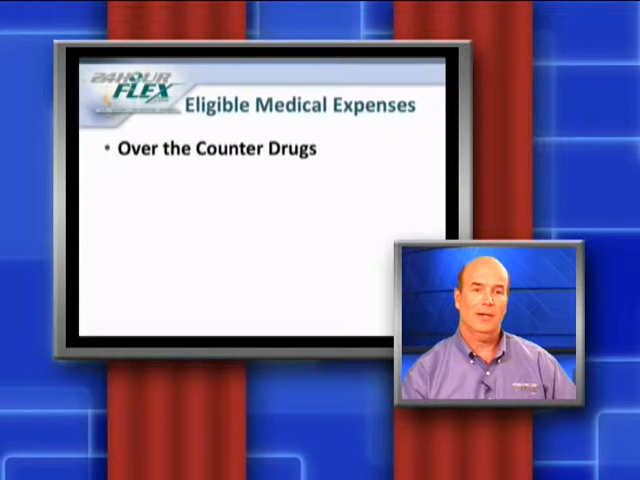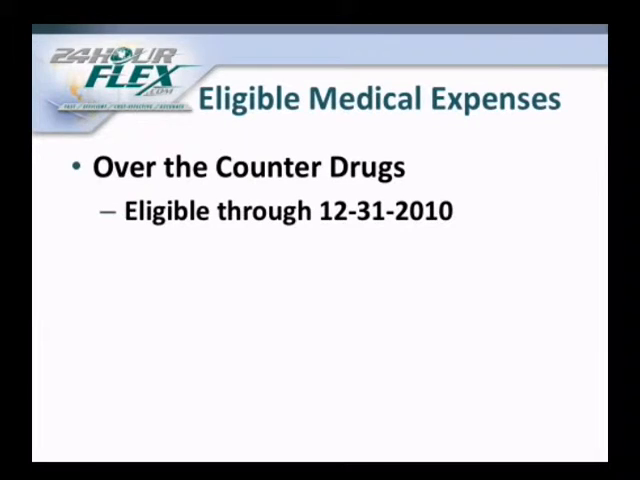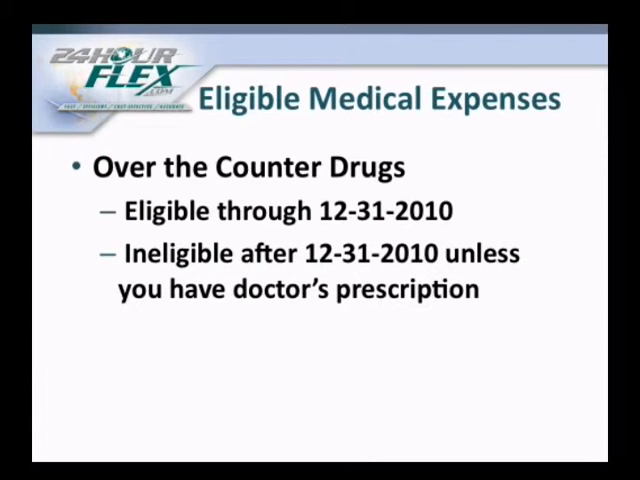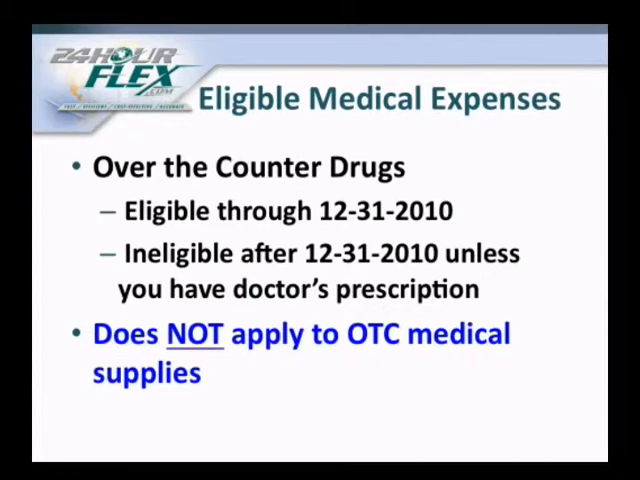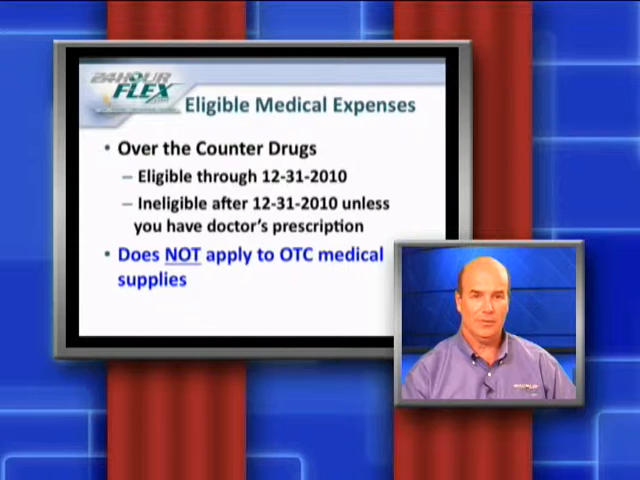Over-the-counter drugs are eligible only through December 31st, 2010. Thereafter, they are ineligible unless you have a doctor's prescription. This does not apply to over-the-counter medical supplies. So let's explain the difference between a drug and a medical supply. Aspirin, Tylenol, antacids, Claritin, these are all examples of medical drugs or medicines that will be ineligible unless you have a doctor's prescription after December 31st.